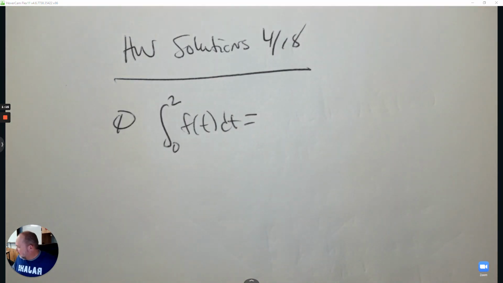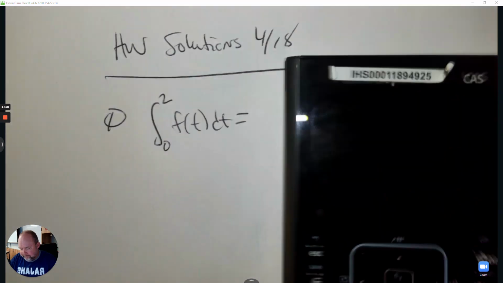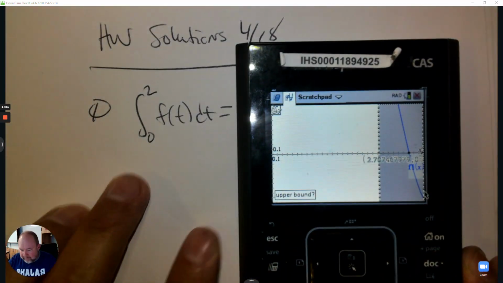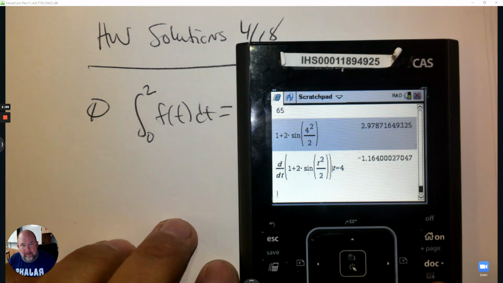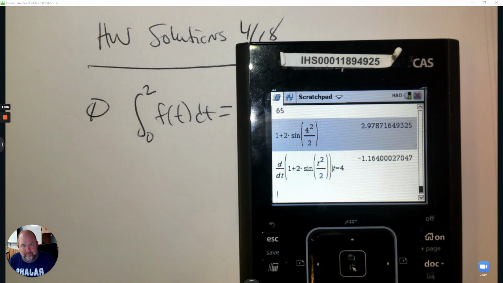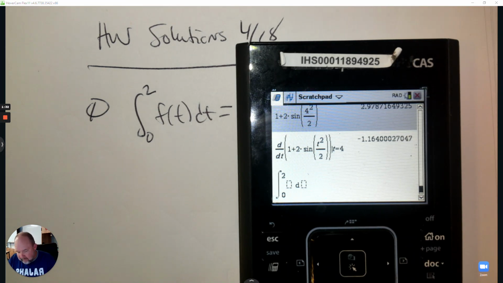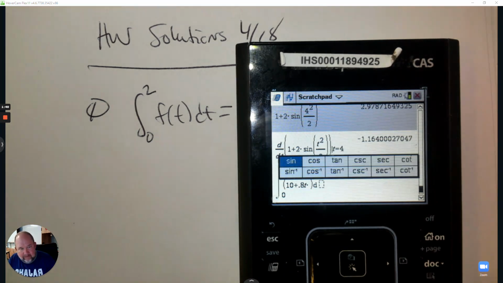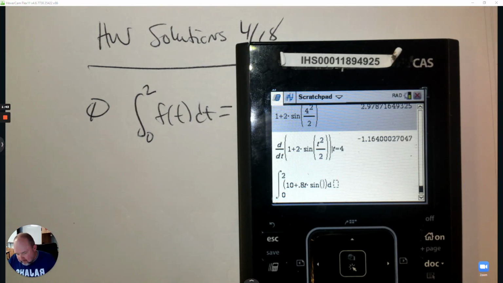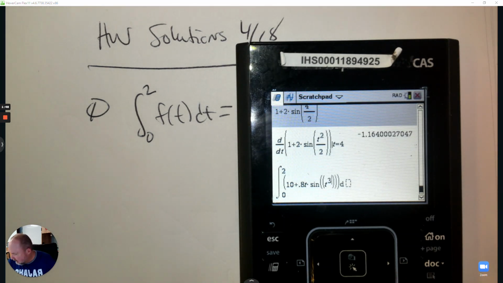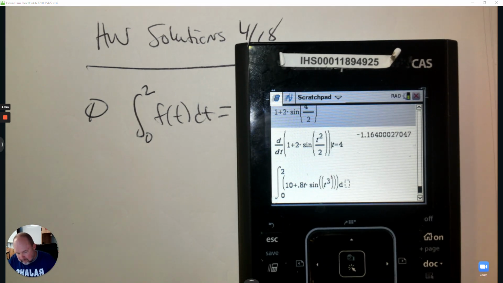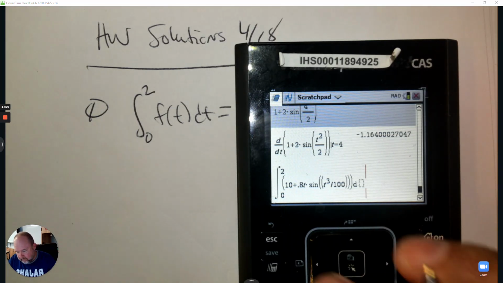Use your calculator. Where's my calculator? Here. I'll do it with you. Practice with me. I'm going to go menu, calculus, integrate. It goes from 0 to 2, and it's 10 plus 0.8 t, we'll use t, times sine of t cubed divided by 100, dt.